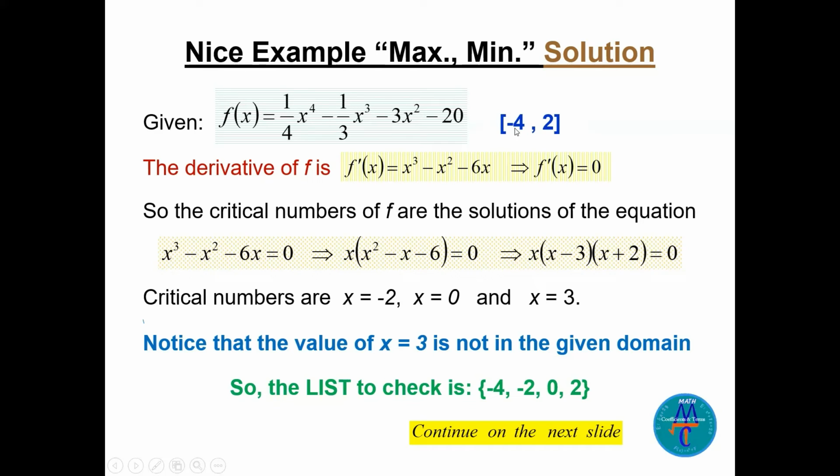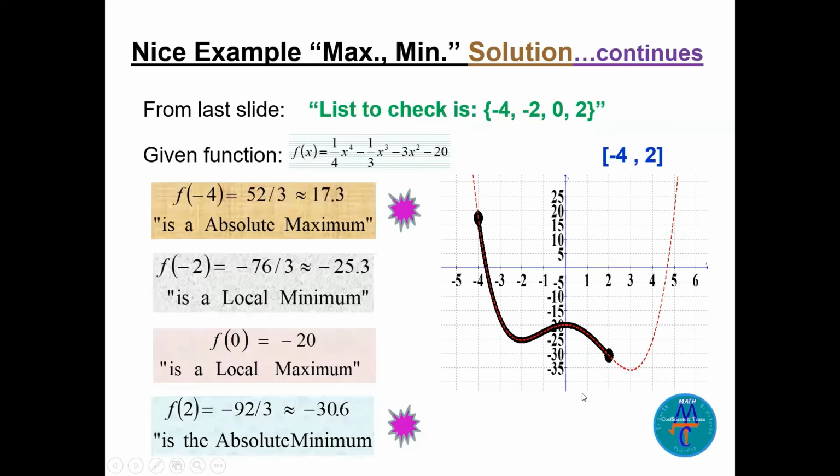And we have also the endpoints of the interval, minus 4 and 2. So we call this the checklist: minus 4, minus 2, 0, and 2. Now this is the nice graph you will see here. So we have 4 numbers, minus 4, minus 2, 0, and 2. Each one, we will replace in the function. So we need to get f of minus 4, f of minus 2, f of 0, f of 2, 4 of them. All the list here, including the endpoints of the interval.